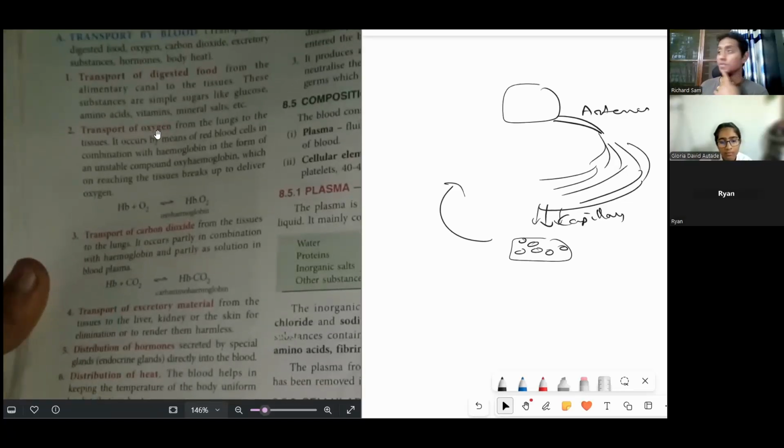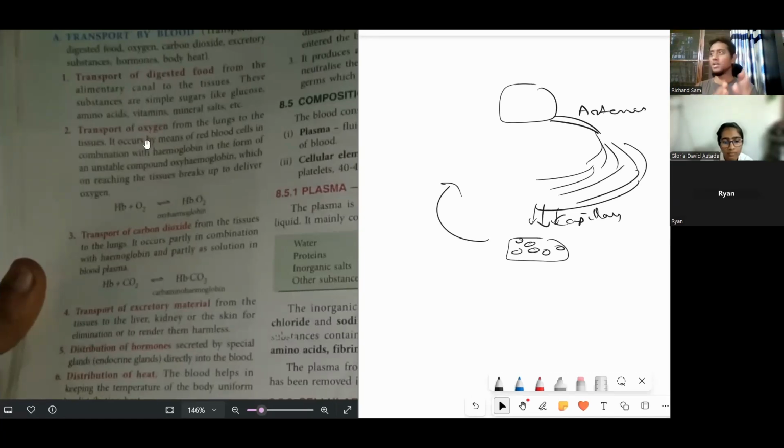Then transport of oxygen, from where to where? Oxygen is transported from the lungs to every cell. Now what carries this oxygen in the blood? What in the blood carries oxygen? Hemoglobin. Hemoglobin is a pigment which is present on your RBCs. RBCs have hemoglobin, and that hemoglobin attaches itself with oxygen.